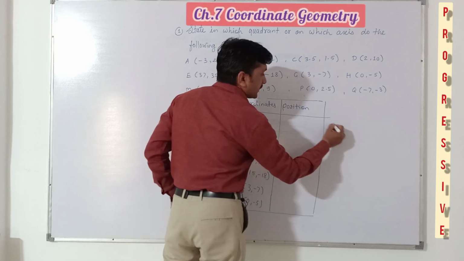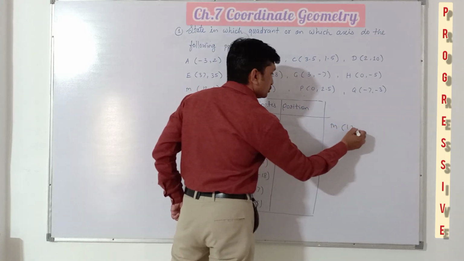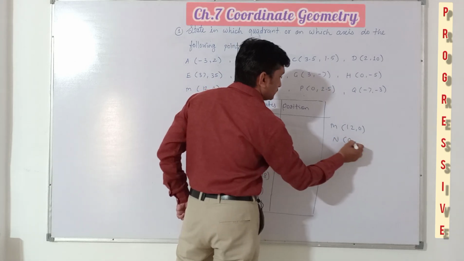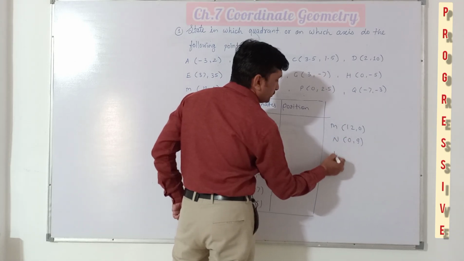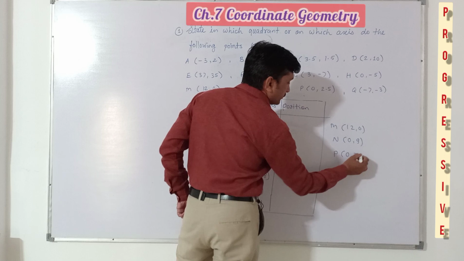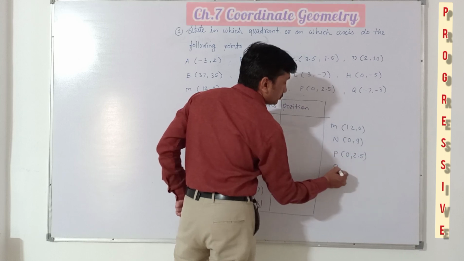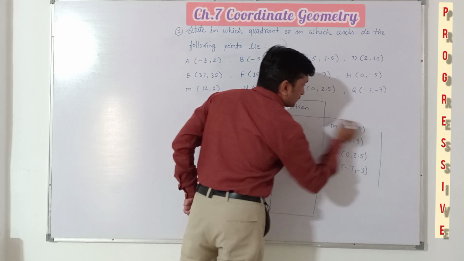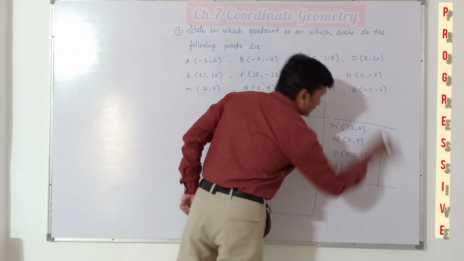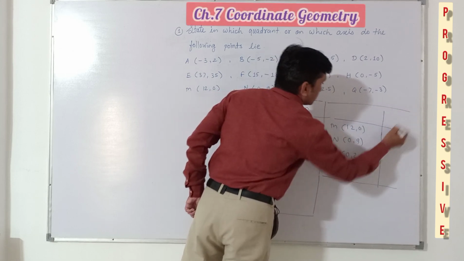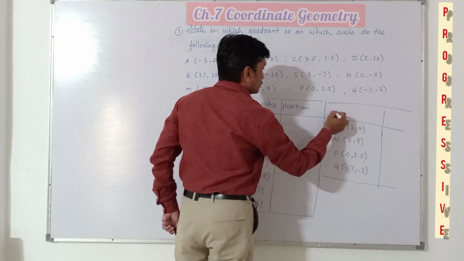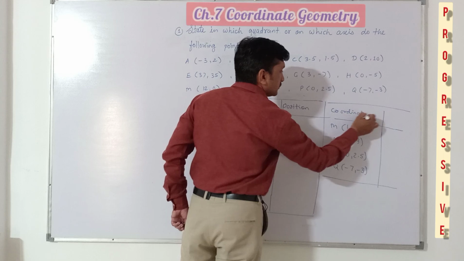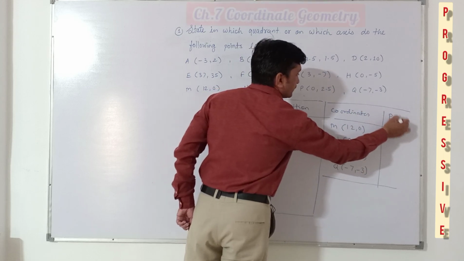Remaining here I write M (12, 0), N (0, 9), P (0, 2.5), Q (-7, -3). Here also we can continue in the same way, in the same table. Okay, here coordinates, here position of them.